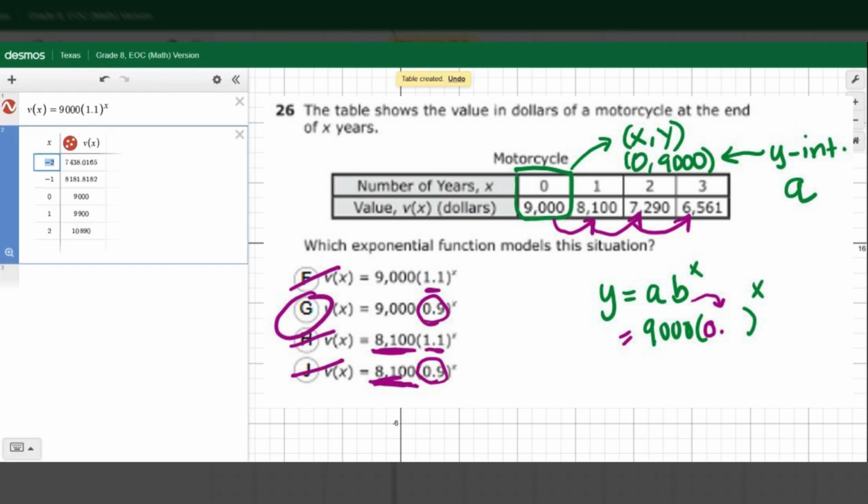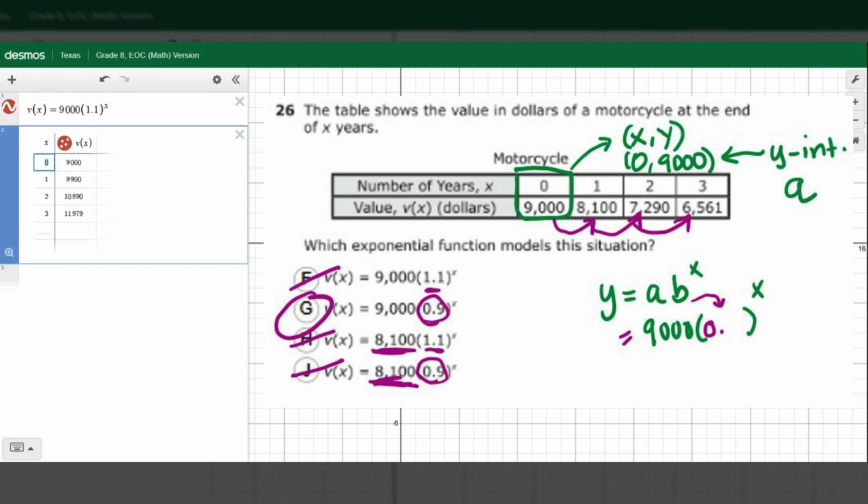It's going to be 0, 1, 2, 3, and that's what they ask us to do. So for letter F, 9,000, that's correct. The first pair is 0 and 9,000. The second is 1 and 9,900. So it doesn't match.